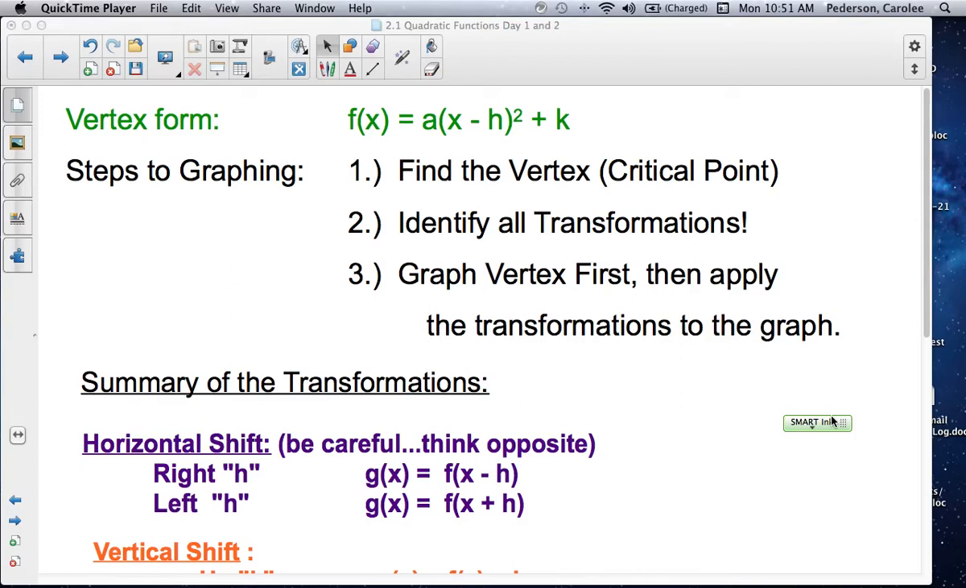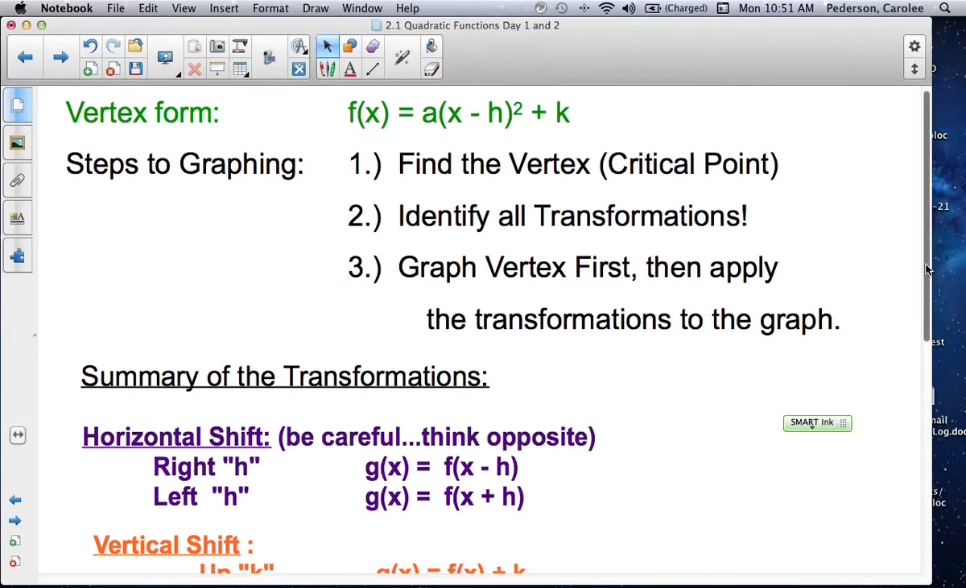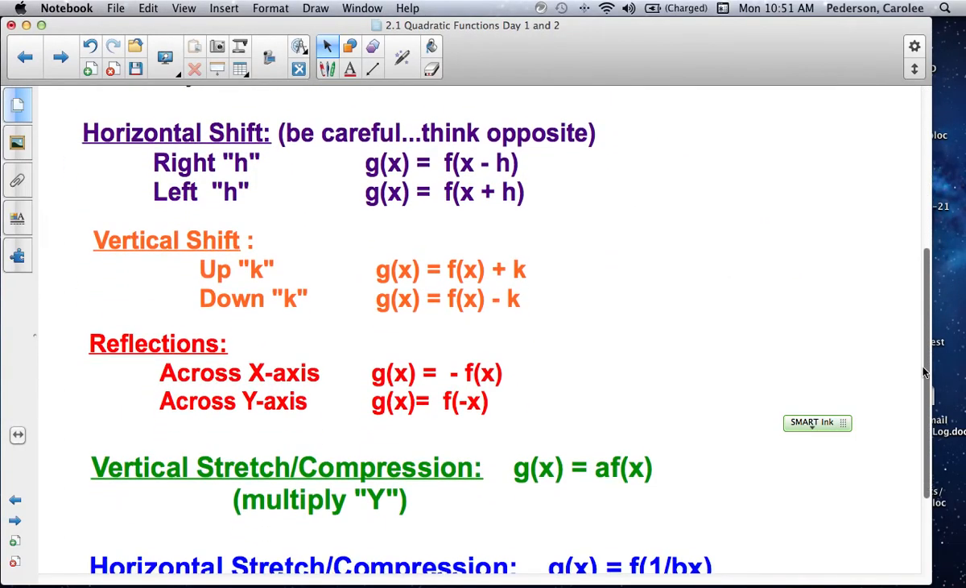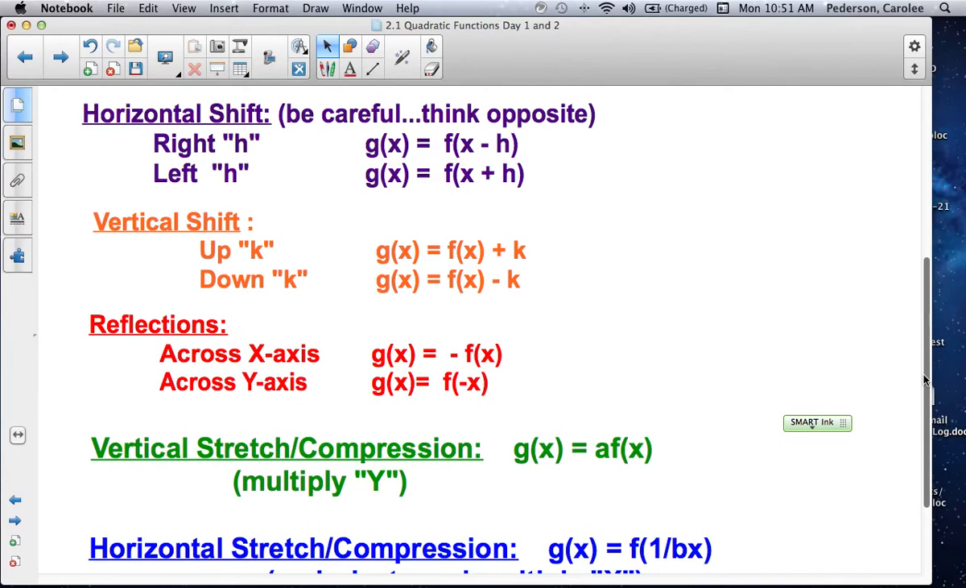So we'll focus on what if they give you an equation that's in vertex form. My recommendation is to find that critical point first, the vertex. Does it move right or left, and does it move up or down? Then identify all the transformations that happen to it. And then graph the vertex and apply those transformations. Remember, these transformations on this slide are already in your notes.